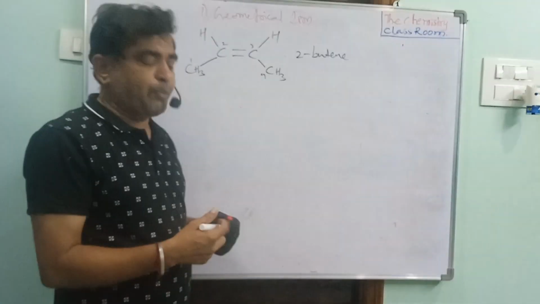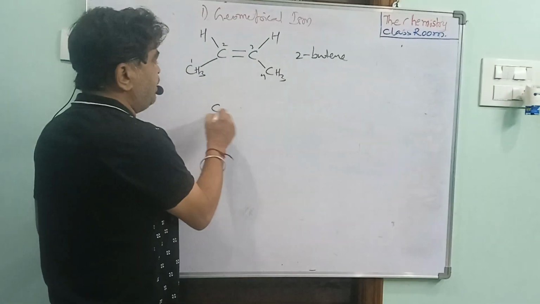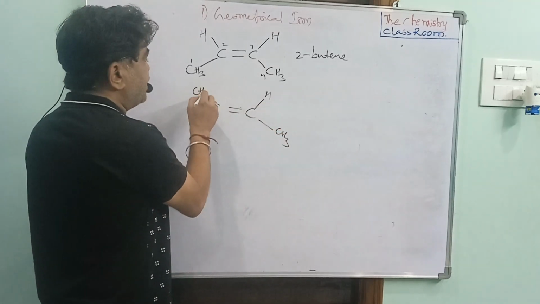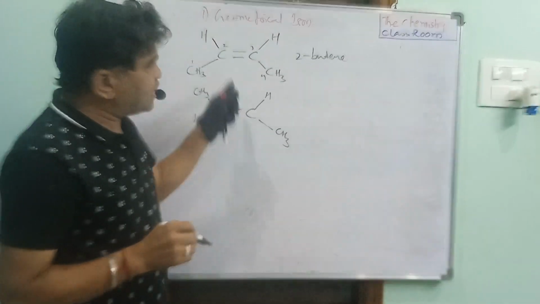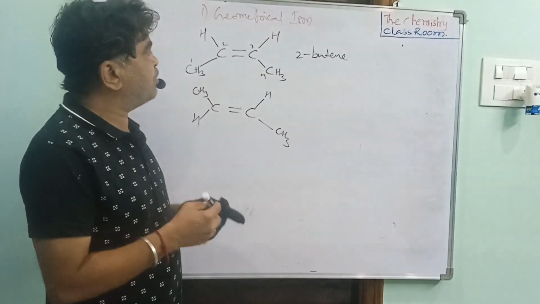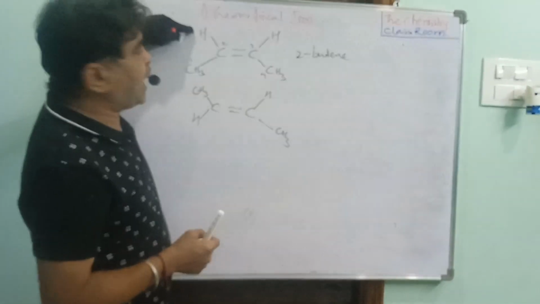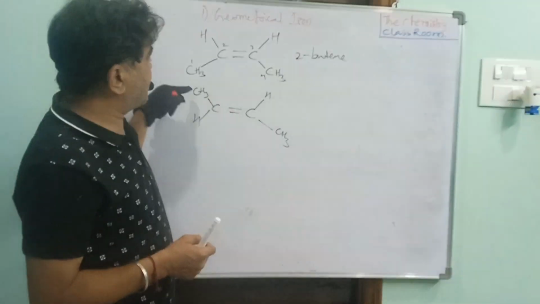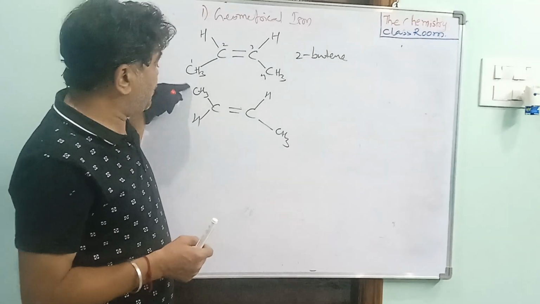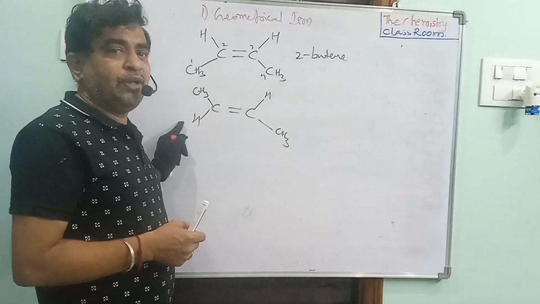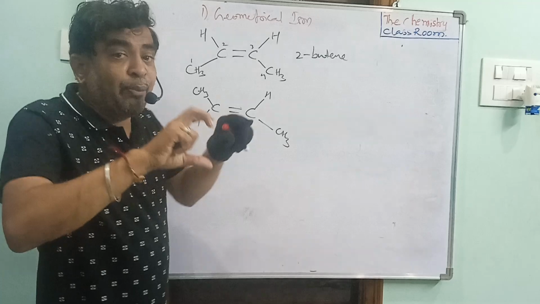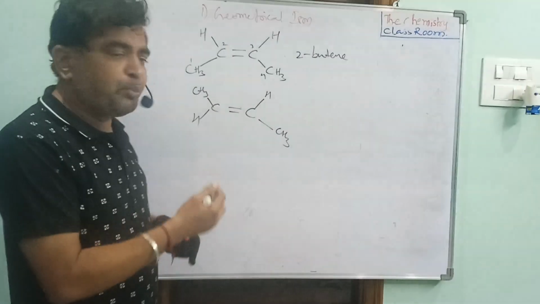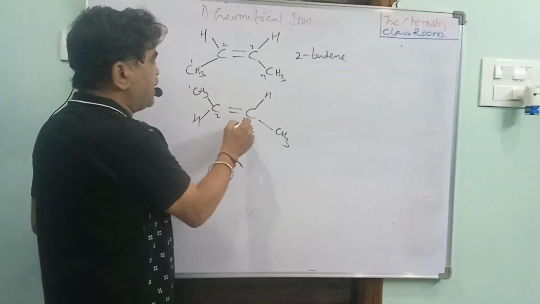Now I am writing one more 2-butene compound, so observe this compound. What I am changing here: the two compounds have a difference. In the second carbon, the hydrogen is at the top position and the CH3 at the bottom position. Here in the second carbon, the CH3 group is at the top position and the hydrogen at the bottom. So they differ in the geometrical, spatial arrangement. This compound is also called 2-butene. Why? Because of carbons 1, 2, 3 and 4.